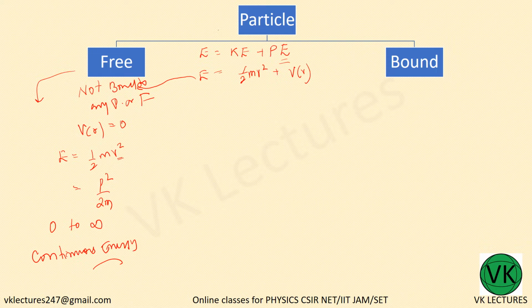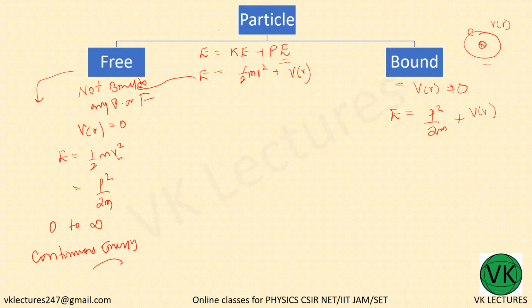There is no gap. Now in the case of a bound particle, which means the particle is bound to some potential, V of r is not equal to 0 here. A good example is an electron bound to a nucleus. This electron is under a potential V of r. So we can write the total energy as p square divided by 2m plus V of r.